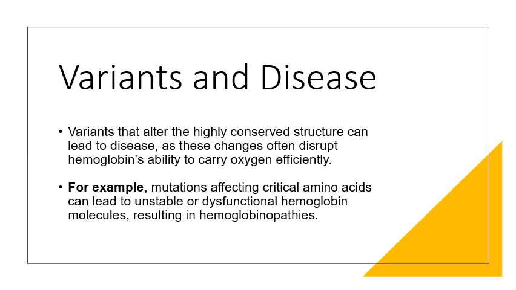So examples would be that mutations that affect the critical amino acid in the globin chains can produce unstable or dysfunctional hemoglobin molecules. These alterations result in conditions known as hemoglobinopathies, such as sickle cell anemia or other structurally abnormal hemoglobins. So understanding these structural disruptions helps in diagnosing and developing targeted therapies for hemoglobin-related disorders.